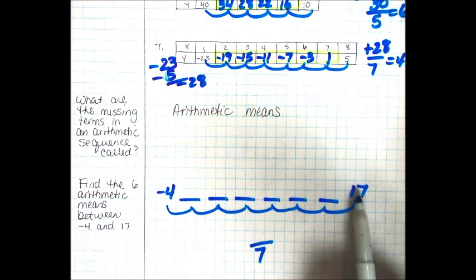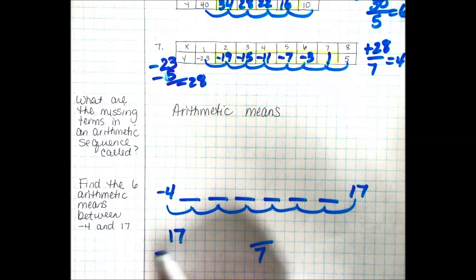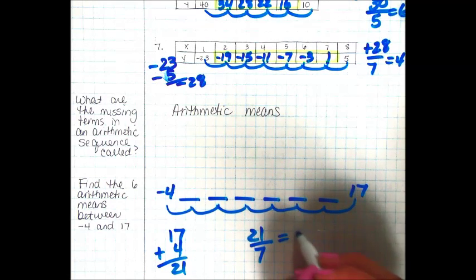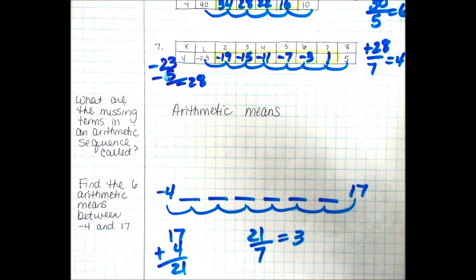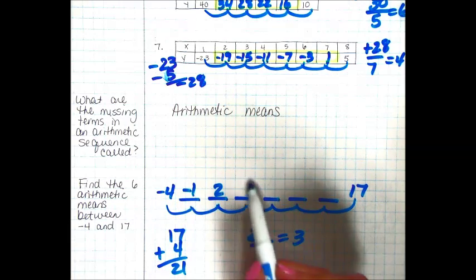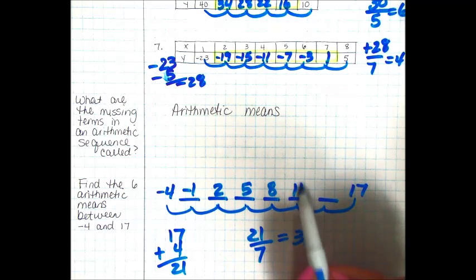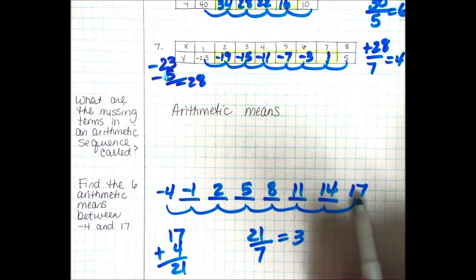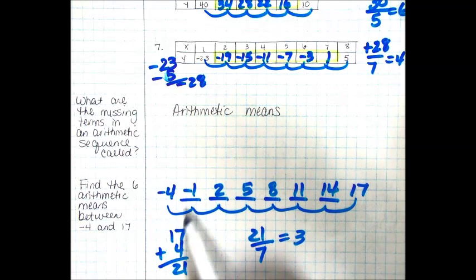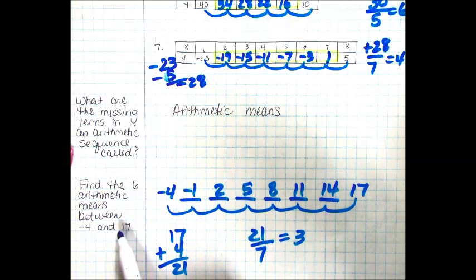So what's the difference between 17 and negative 4? So 17 minus negative 4 makes that a plus, is 21. 21 divided by 7 is 3. So negative 4 plus 3 is negative 1. Add another 3 and another 3. And keep adding that. And just double check when you get to the end. And 14 plus 3 is 17. So there they are. So you would have to be able to fill that out from words.